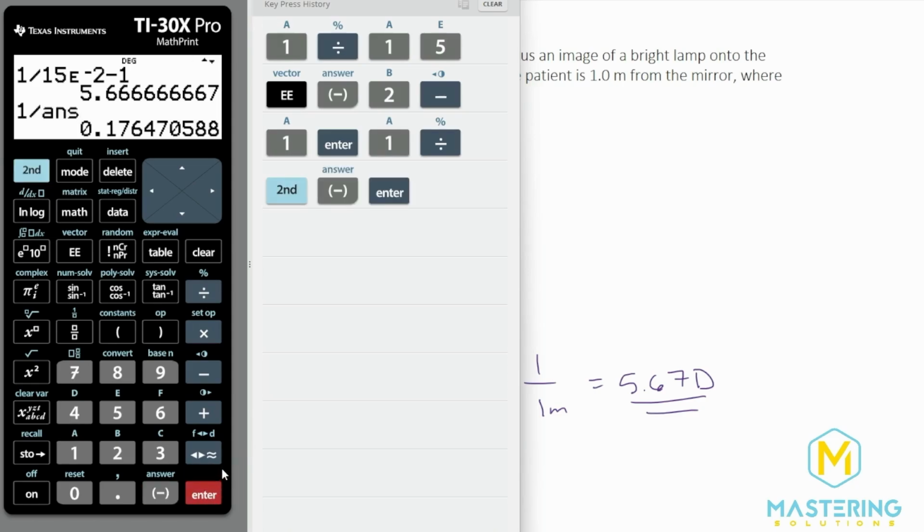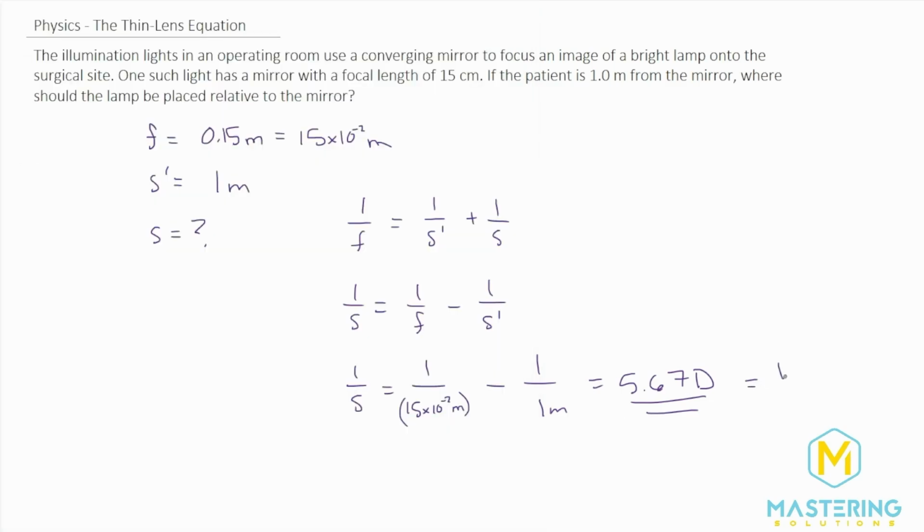So we need to place the object at 17.6 centimeters. So we could just round that to 18. So we need to place it at 18 centimeters in front of the mirror in order to focus the light at this distance for the patient.